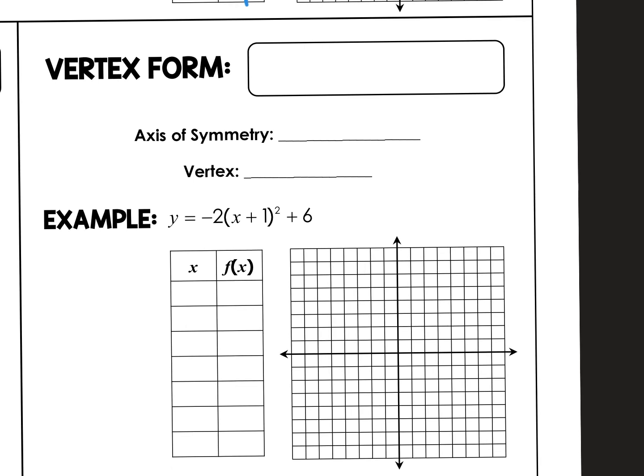All right. So vertex form is y equals a times x minus h squared plus k. So your axis of symmetry is x equals h. Your vertex is always h and k.